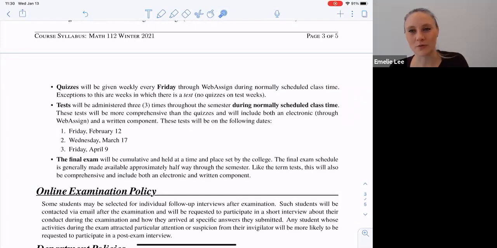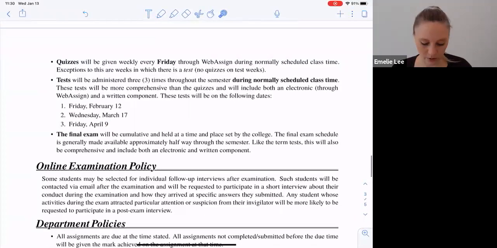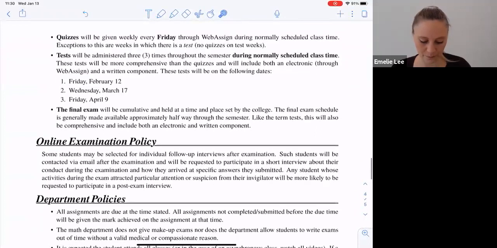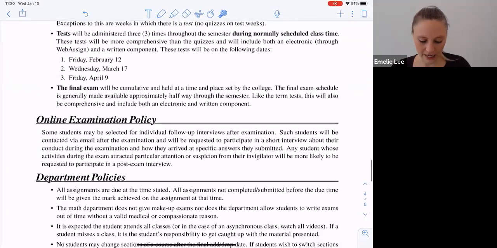And then we'll do a review once we're back on the Wednesday, and then we'll have the test on the Friday. So you'll have lots of time to work on test 3. And you'll be submitting your work for quizzes and for tests, and of course the final exam.